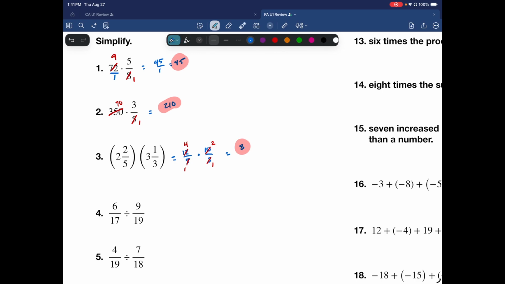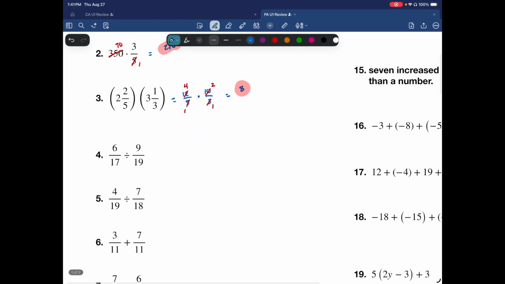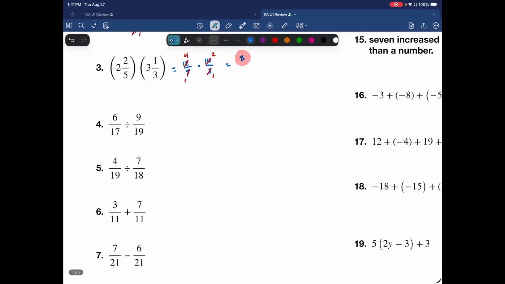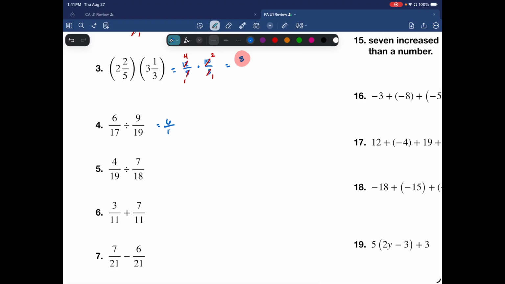So all these things with fractions turned into something simple. All right, so when you divide fractions, again, you want to multiply by the reciprocal. So you write the first fraction as is, and then you turn it into multiplication, and then you flip the second fraction.